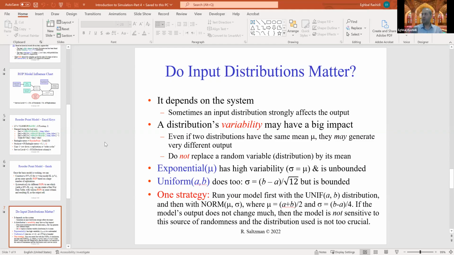All right. Let's go back to our lecture. Do input distributions matter? Here we assume that the daily demand follows a normal distribution with an average of 25 and a standard deviation of 5. And we also assume a random discrete distribution for lead time. The question here is, would the type of distribution matter for the output? Well, it depends on the question and on the system. It may or may not, actually.